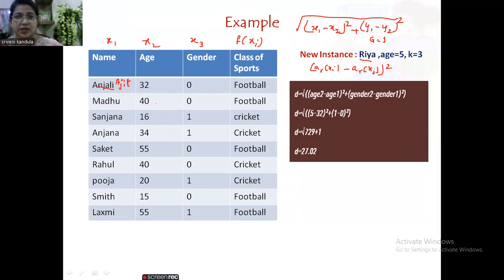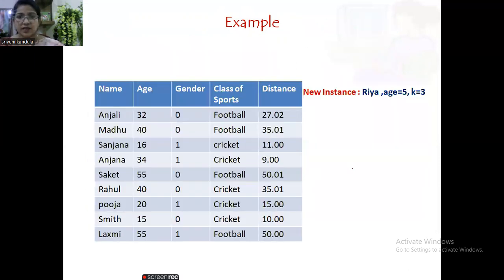Similarly, you have to calculate for all other points as well. For example, if you take the second one, that is Madhu, gender is male again. How will we calculate the distance? Distance D equals the square root of (5 minus 40) whole square plus (1 minus 0) whole square. You have to simplify this, and similarly calculate for all other examples. Here I have calculated and tabulated the values. These are the values that we have obtained.